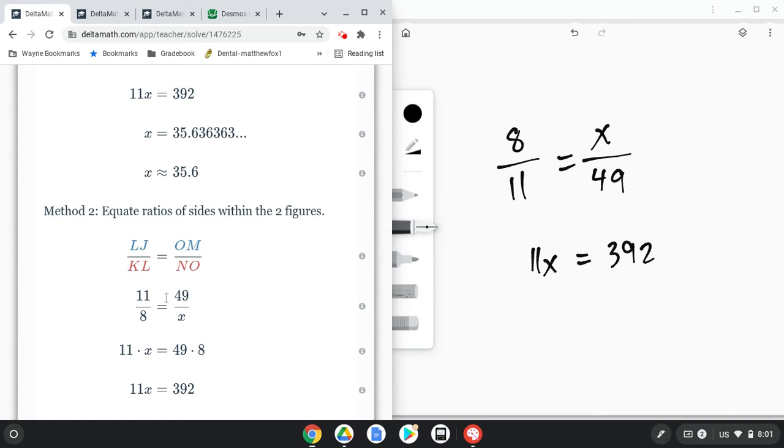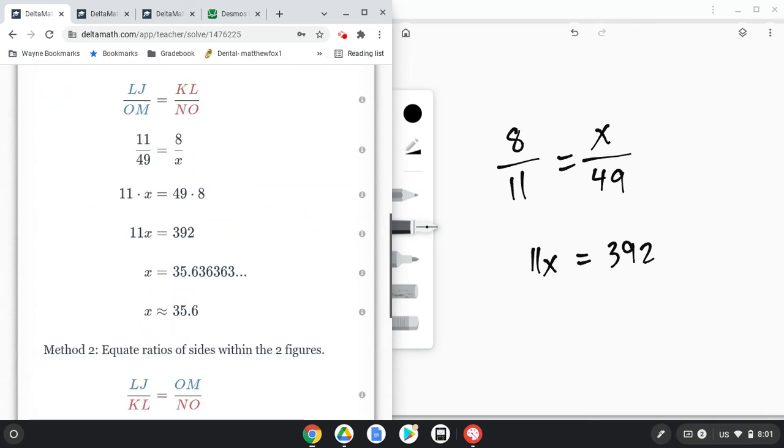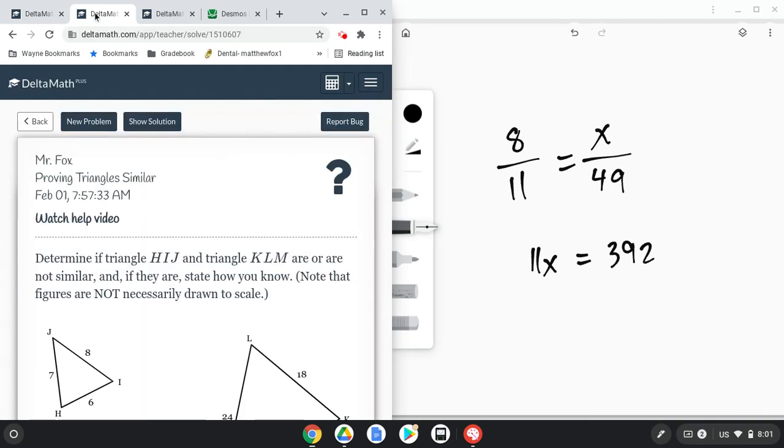Okay, so here, this is their second way. And once again, even method 2 is slightly different than ours. They had the reciprocals. But both of them give us the same answer. No matter what, we get 35.6.